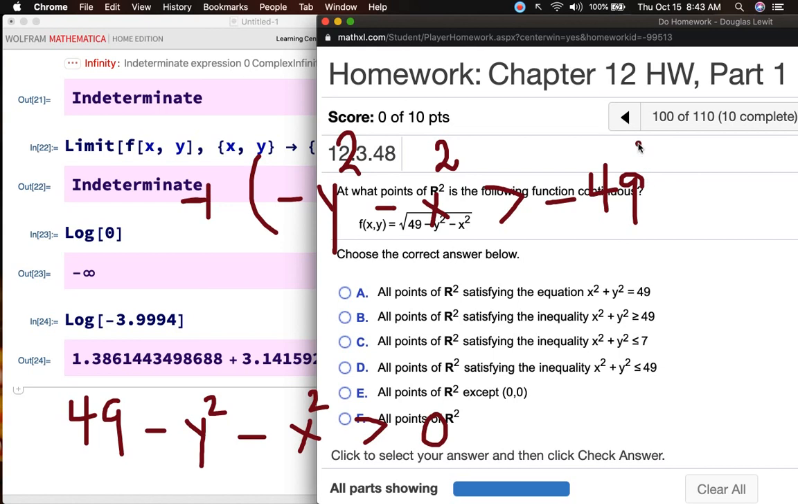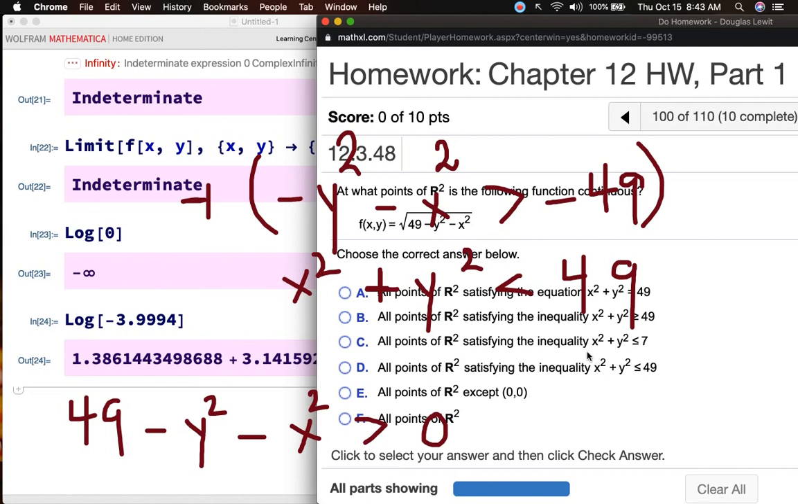Negative 1. So I'm going to end up with x squared plus y squared. Let me make this look a little nicer. Is less than 49. That's actually going to be a circle in R2 of radius 7, but you're eliminating the outer edge.